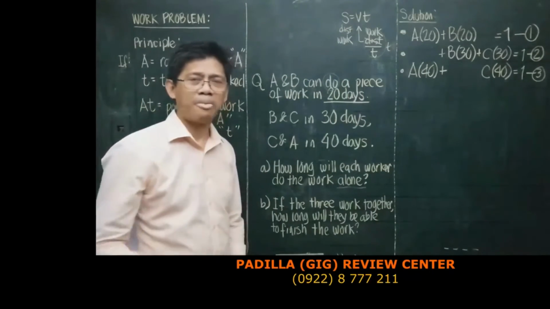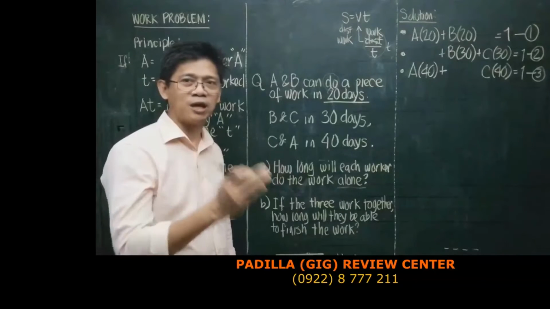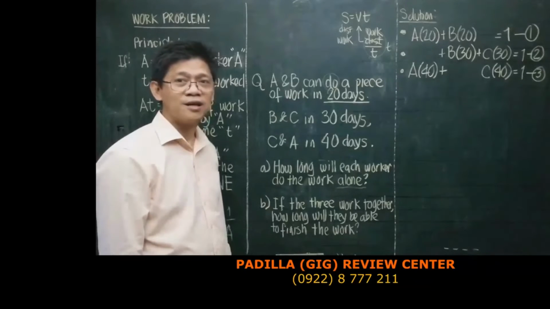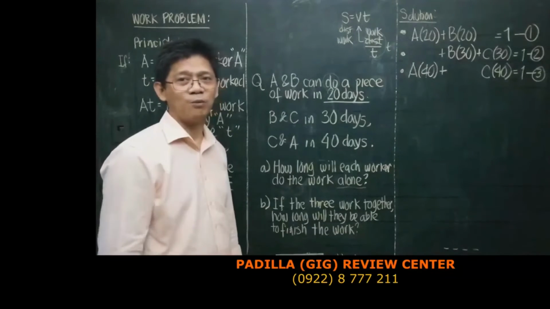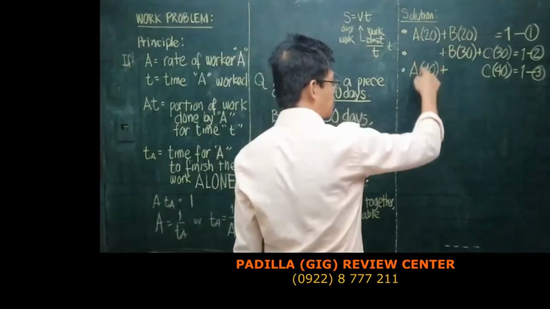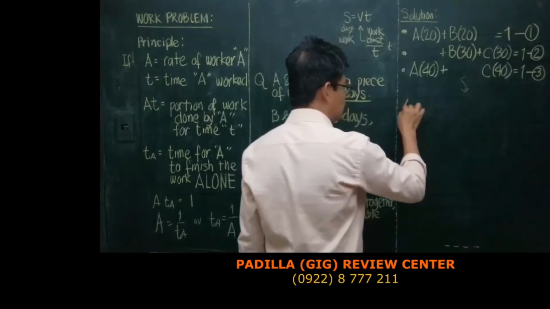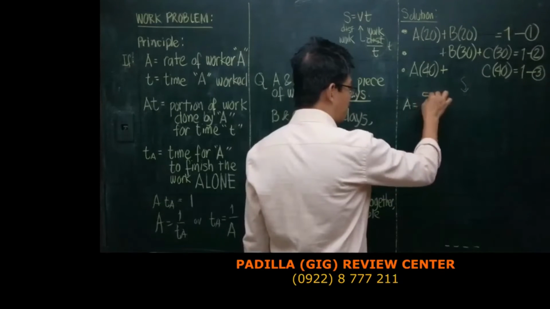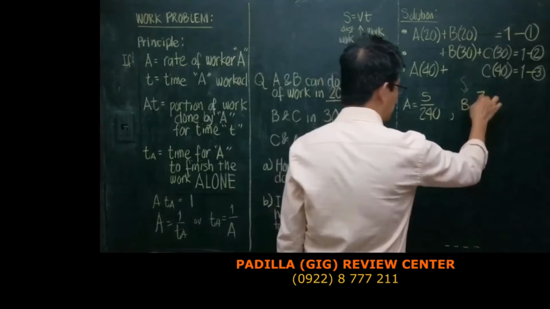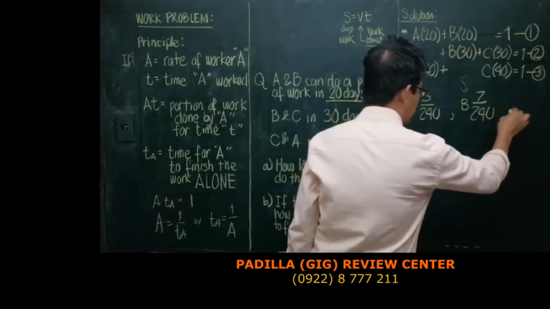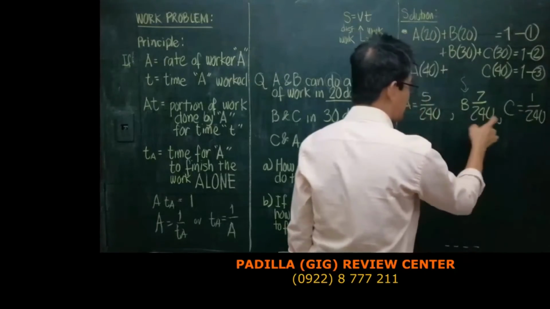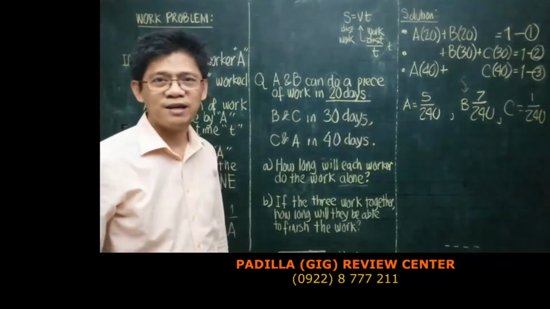So it is simple. Rate times time, rate times time, rate times time. Just add the portion of work done by all workers, and that would be equal to 1 if completed. So 3 equations, 3 unknowns. Solve these 3 equations simultaneously, and you will get A to be 5 over 240, B is 7 over 240, and C is 1 over 240. These are their respective rates.